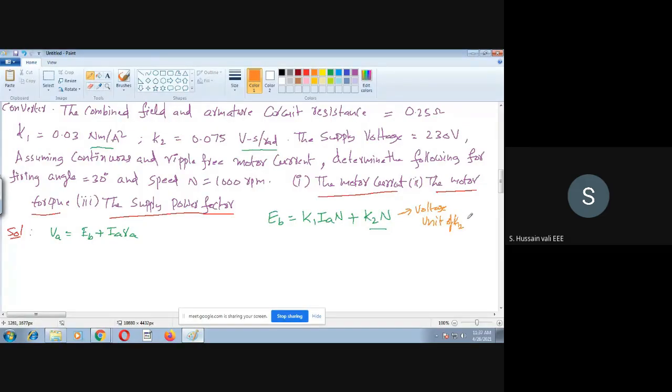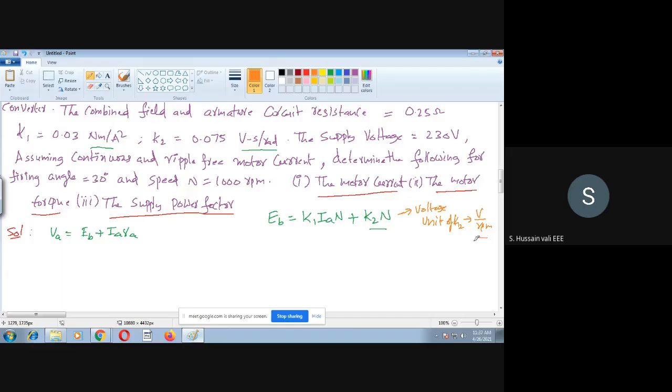The unit of K2 is voltage by speed, with speed in RPM, so it is volt per RPM. But here what is the unit? Volt per radian per second. So he's asking: the K2 which he has given is not the K2 here. It is a different K2.